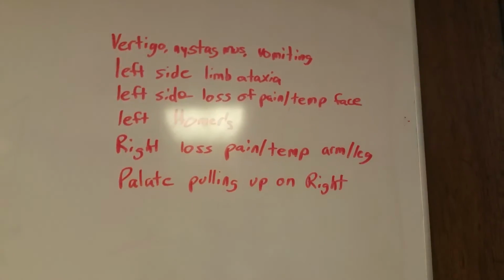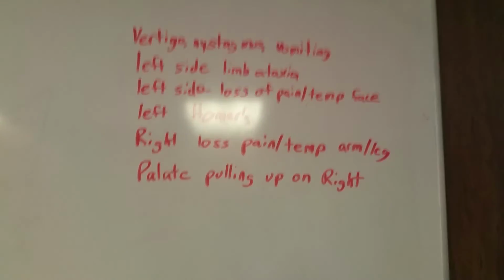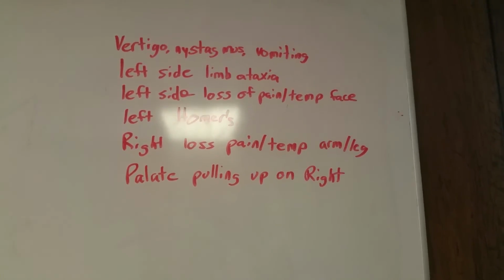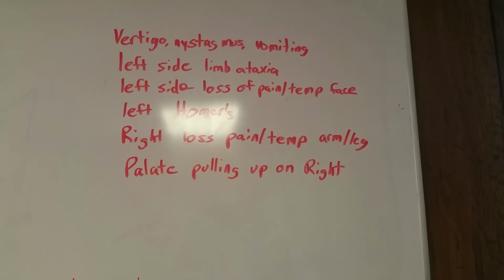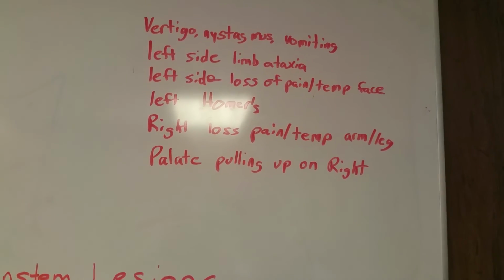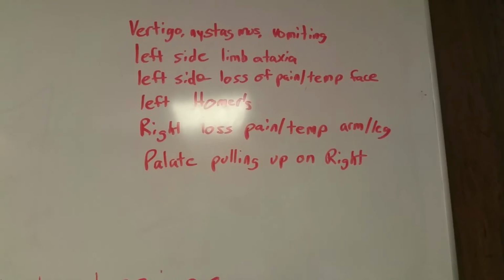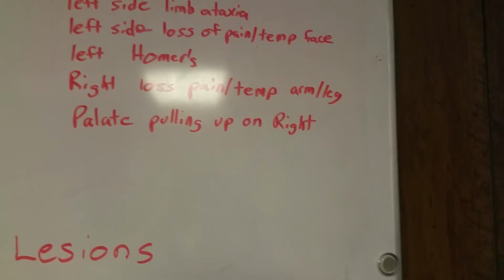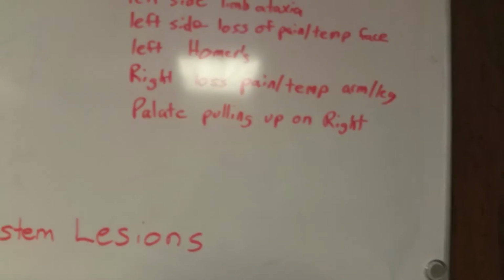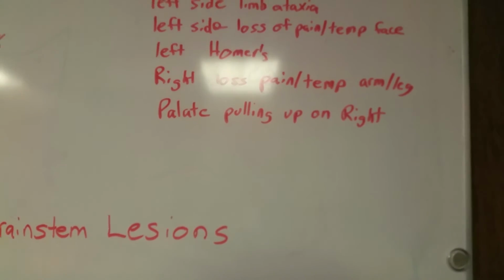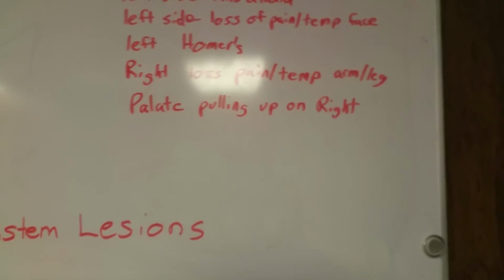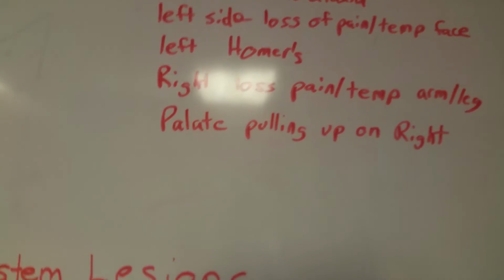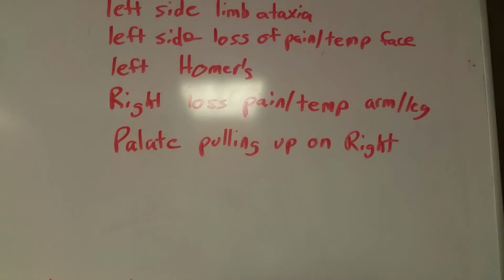Alright, so this next one lets us work on our uvula. So, we have a patient come in with vertigo, nystagmus, and vomiting. They have left-sided limb ataxia, left-sided loss of pain and temperature of their face, a left-sided Horner syndrome, right loss of pain and temperature of the arm and leg, and their palate is pulling up on the right. This means the right side's working because the palate can pull up. Which side's dropping down? Our left side. So our left side's the weak side. Our left side is the side of the lesion. So it's on the left.